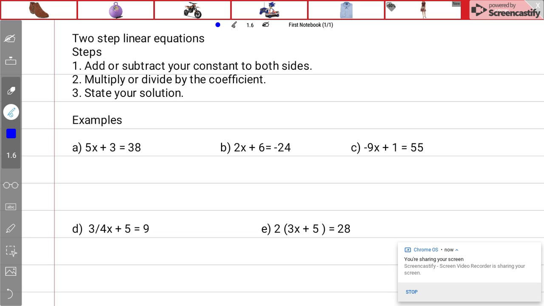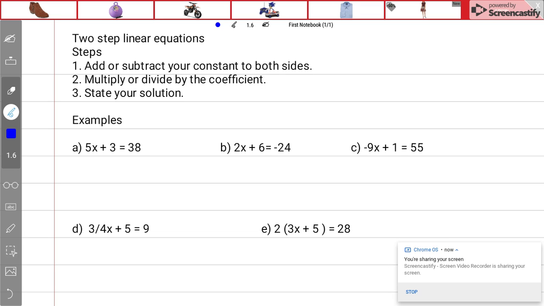Today we're going to be talking about two-step linear equations. At the very top of the page, I have a list of steps that we can use to help guide us into solving these equations. The first thing you have to do is add or subtract your constant to both sides. This is very similar to what we did when we solved one-step equations. That step is not new, but we are going to have some things left over. We have to multiply or divide by our coefficient and then state our solution. If we recall, our solutions have to be positive and they have to be just that 1x.